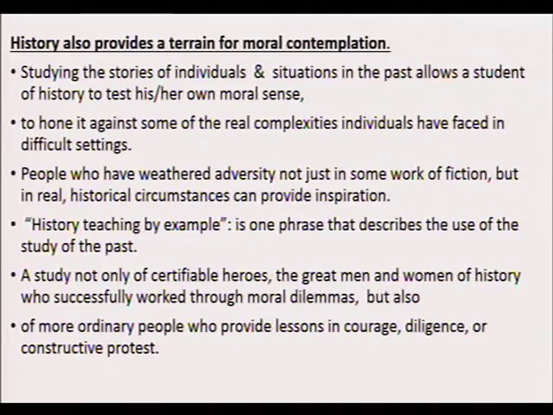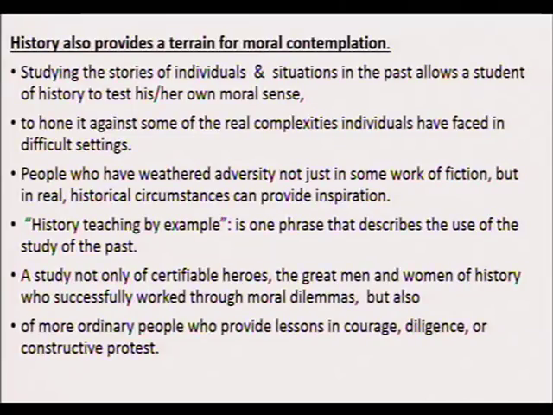History also provides a terrain for moral contemplation. In other words, it gives us a lot to think about, especially when we consider our own morals and our own moral behavior. When we study the story of individuals and situations in the past, it allows us to test our own moral sense and to hone it against some of the real complexities individuals have faced in difficult settings.